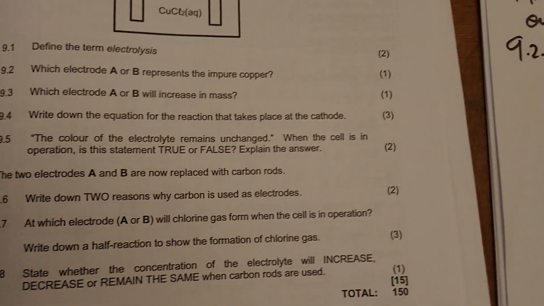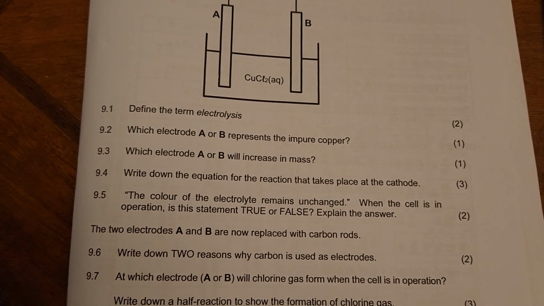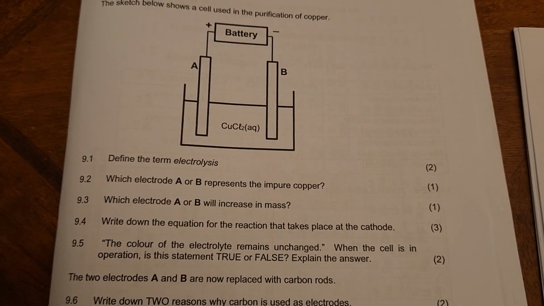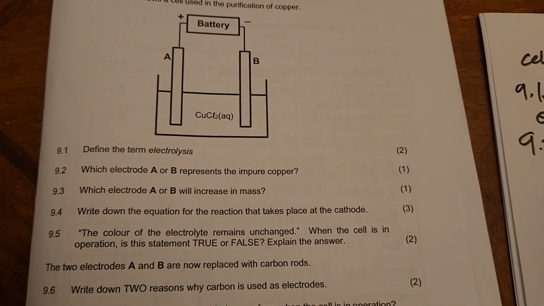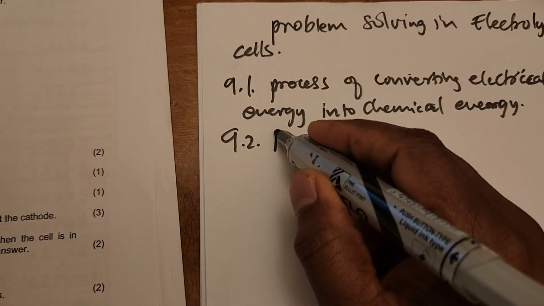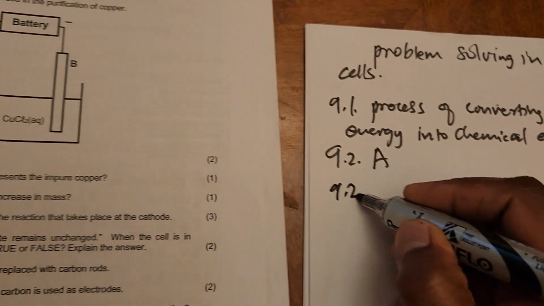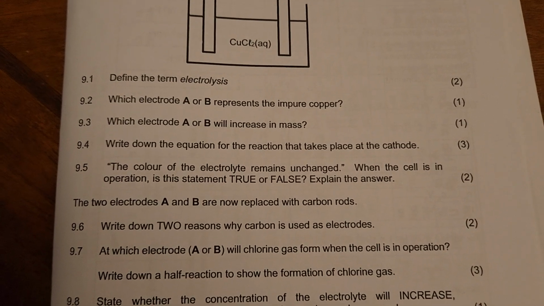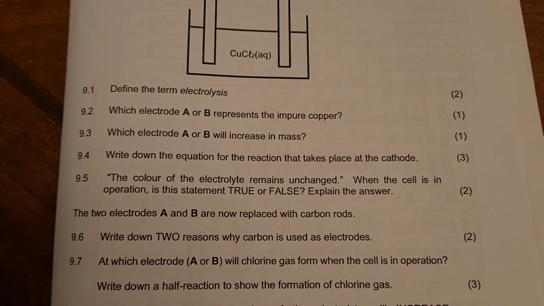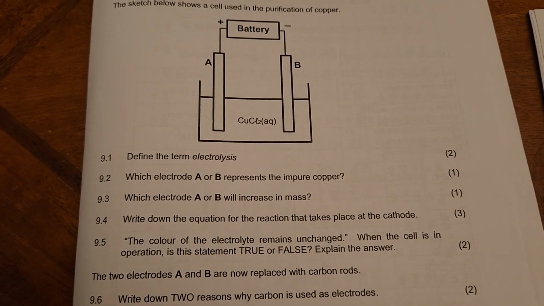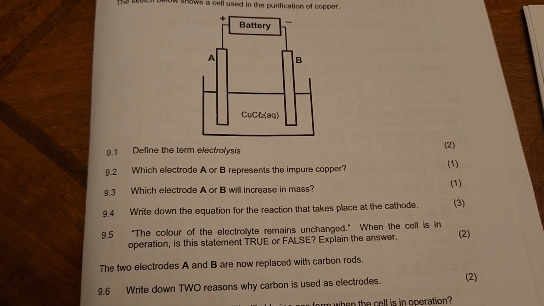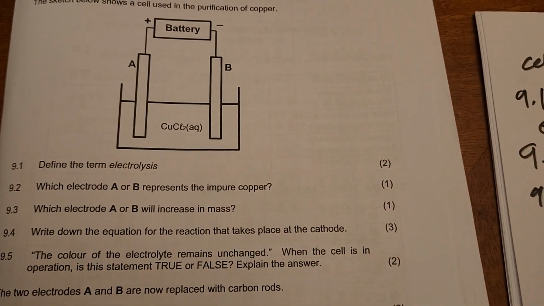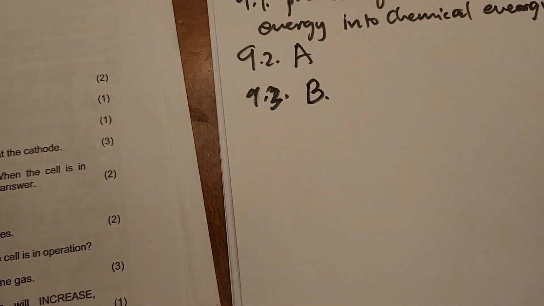So it's a process, this one. Now 9.2. Which electrode, A or B, represents the impure copper? As we said, the impure copper is at the anode, which is the positive electrode according to this one. So the answer will be A. 9.3. Now they are telling us to say which electrode, A or B, will increase in mass. Remember, the increase in mass happens where the reduction is taking place, and that is at the cathode, which in this cell is the negative electrode. Therefore, negative electrode is B. Your answer will be B for this one.